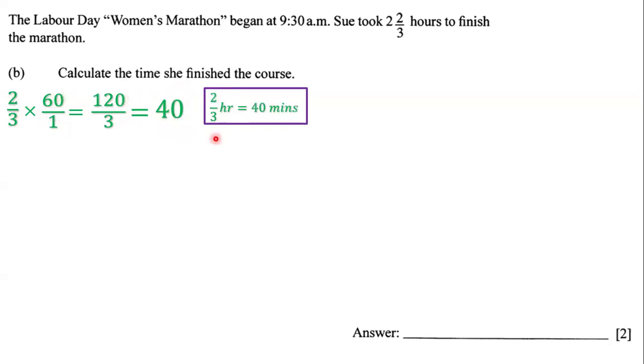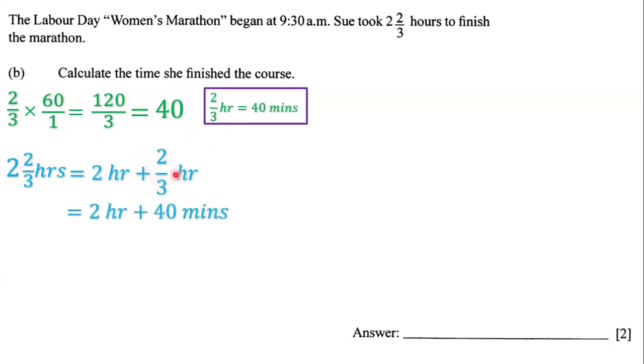Next, we have 2 2/3 hours. That's actually 2 plus 2/3 of an hour. And 2/3 of an hour is 40 minutes. So we actually have 2 hours and 40 minutes. Actually, this is supposed to be hours with an S because it's 2 hours. And so we have 2 hours and 40 minutes.